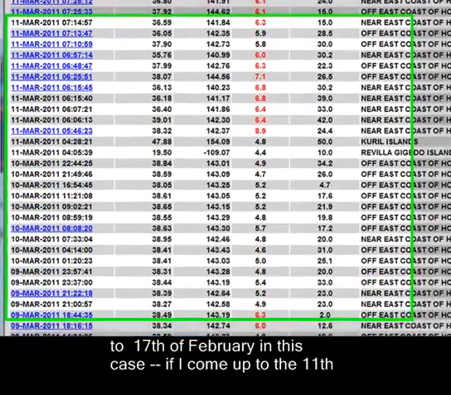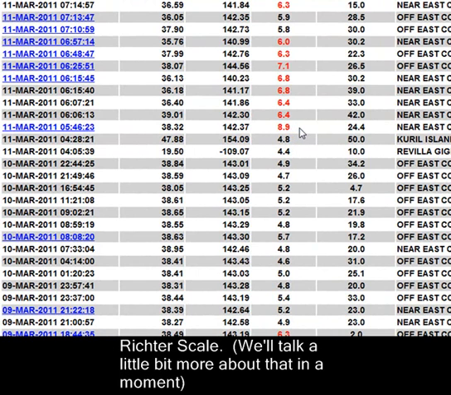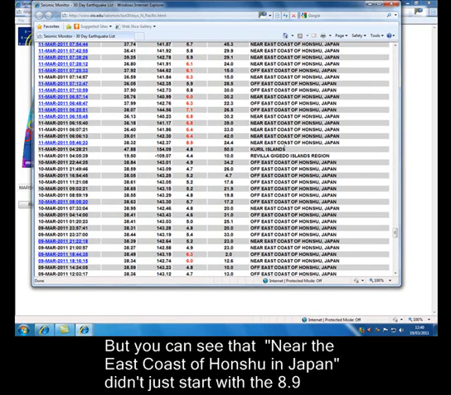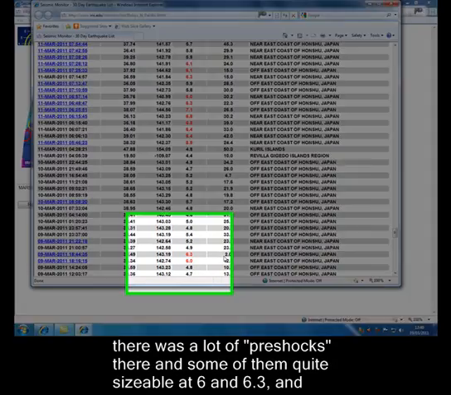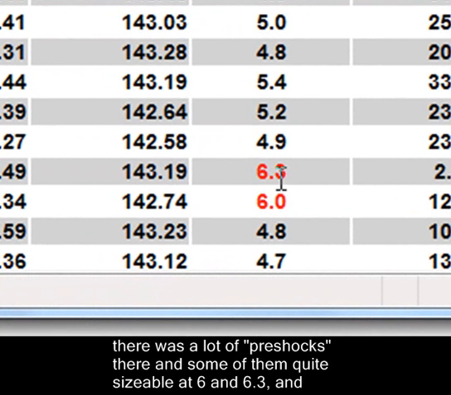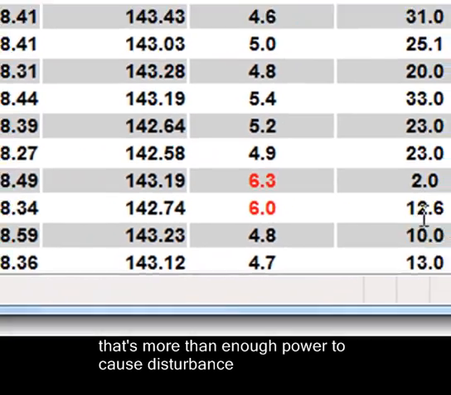If I come up to the 11th of March where the big earthquake happened, there it is there, 8.9 on the Richter scale. We'll talk a little bit more about that in a moment. But you can see that near the east coast of Honshu in Japan, it didn't just start with the 8.9. There were a lot of pre-shocks there, and some of them quite sizable at 6 and 6.3. That's more than enough power to cause disturbance.